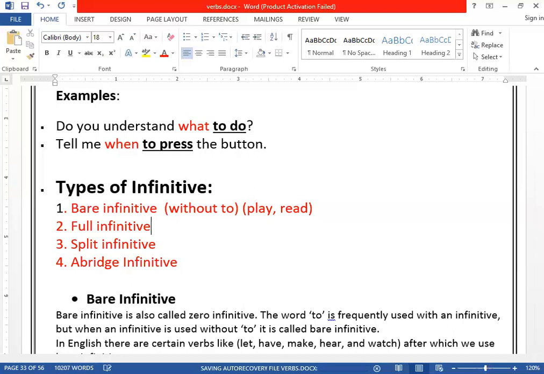Full infinitive or absolute infinitive, or to infinitive. To with the infinitive. With to, clear? Not without to. Like to play, to read.